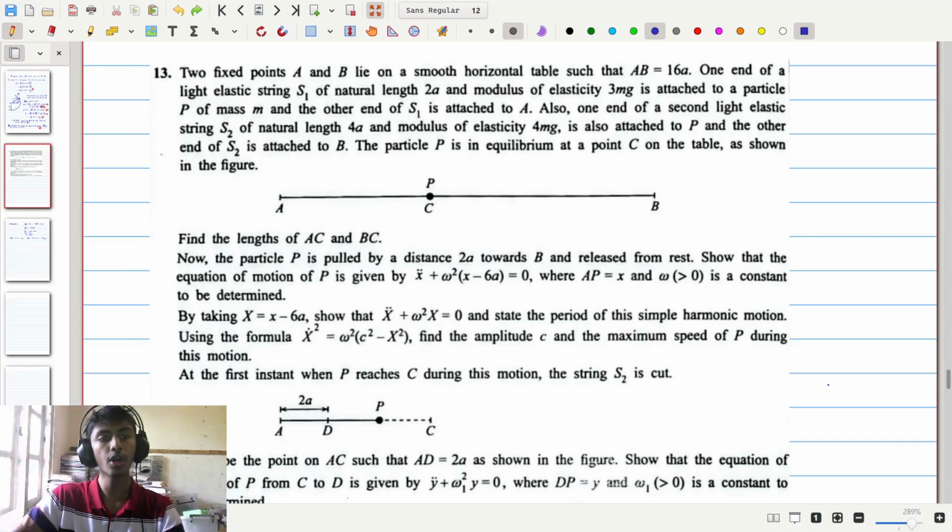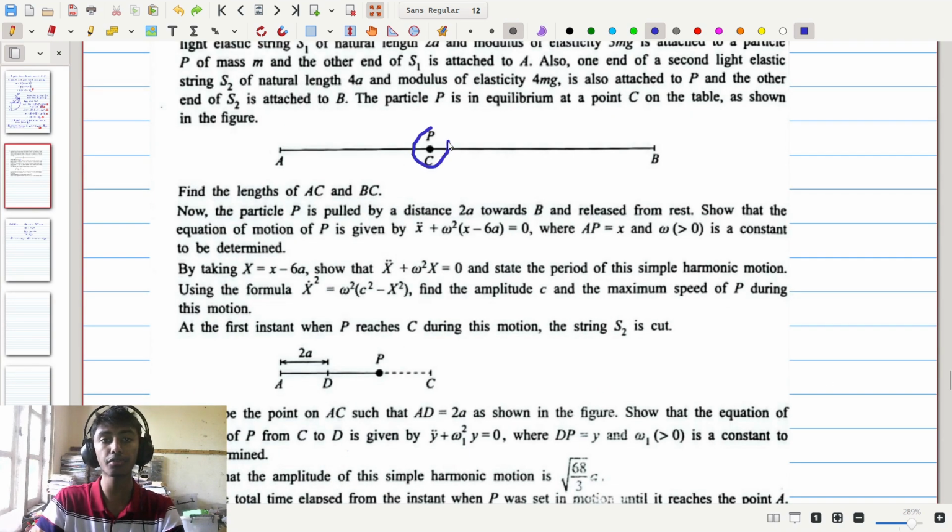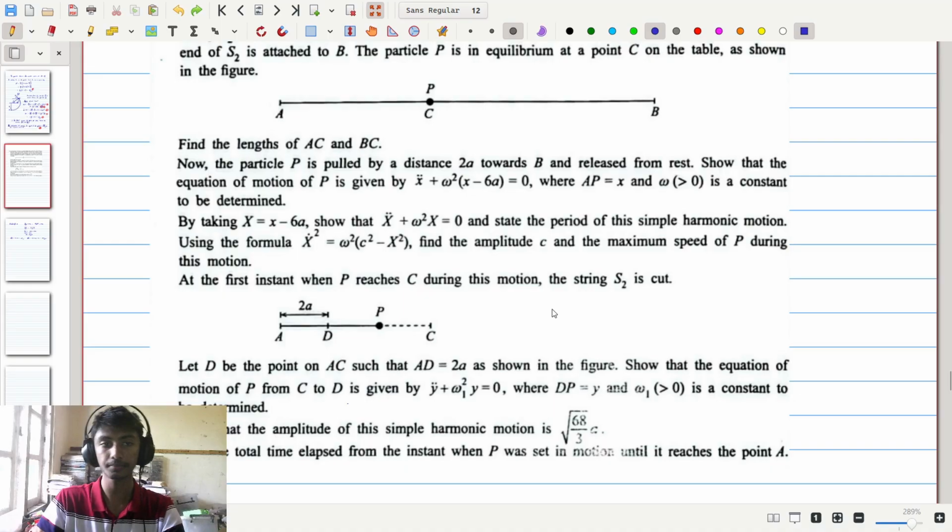Now, given this, we are asked to find the lengths of AC and BC, which is quite simple to do. All we need to do is to establish the fact that the two tensions in the two strings are equal and use that to find the position of C relative to A and B.